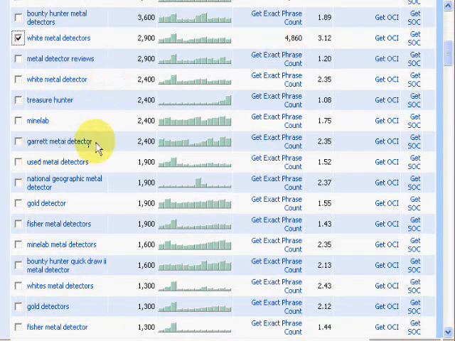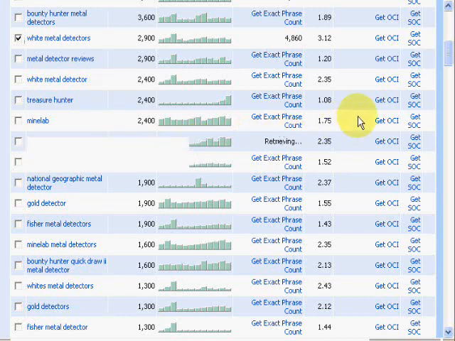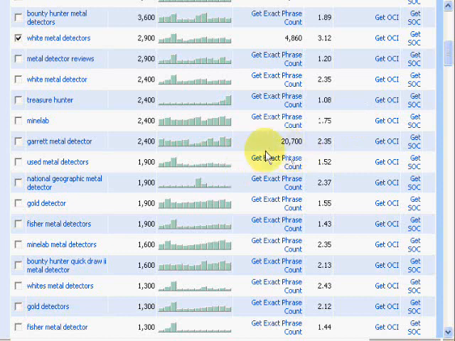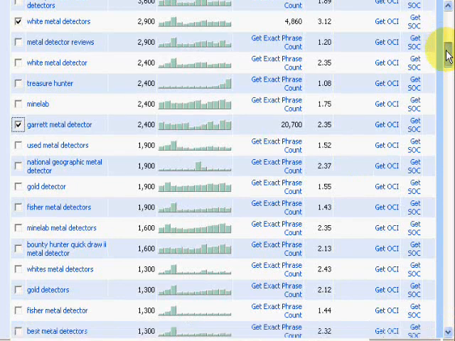Here's one by name. Now this one here is a very tight niche. We'll check the exact phrase count. And here's 20,000. Again, it's below our line, so that one looks good. And as you can see here, it really gives you back a real good sense of information. Not only does it give you the exact searches per month, but it gives you the exact keyword phrases as far as your competition goes.